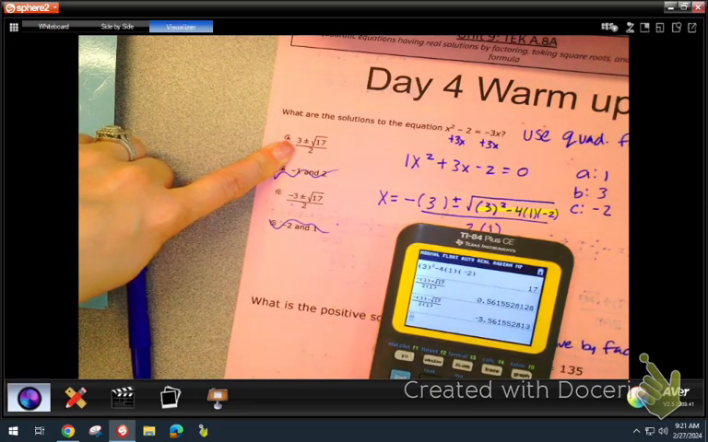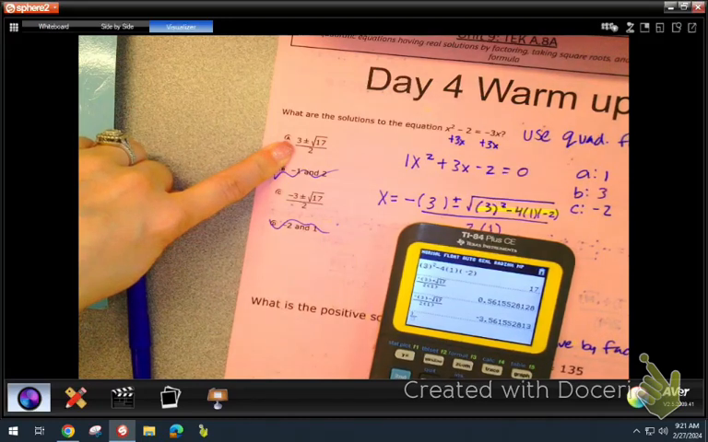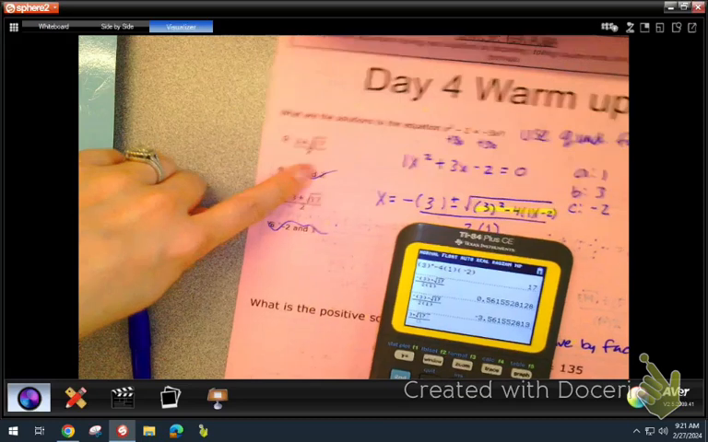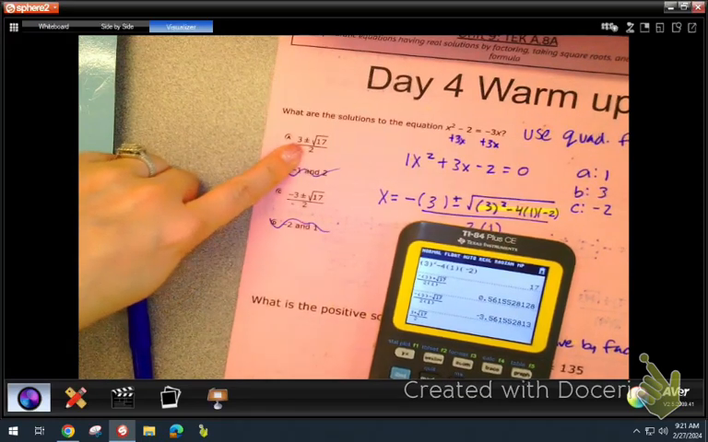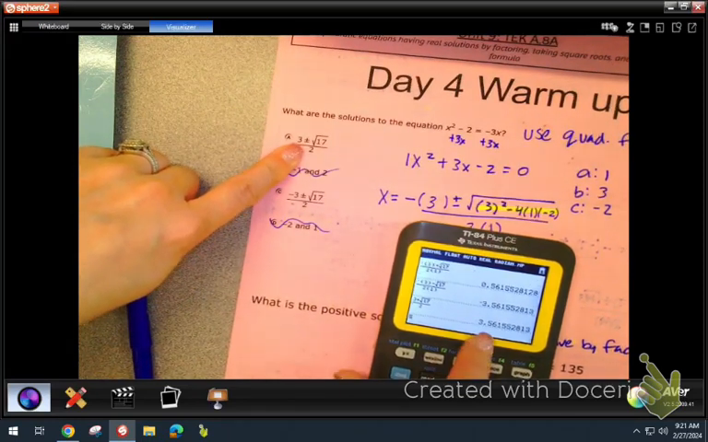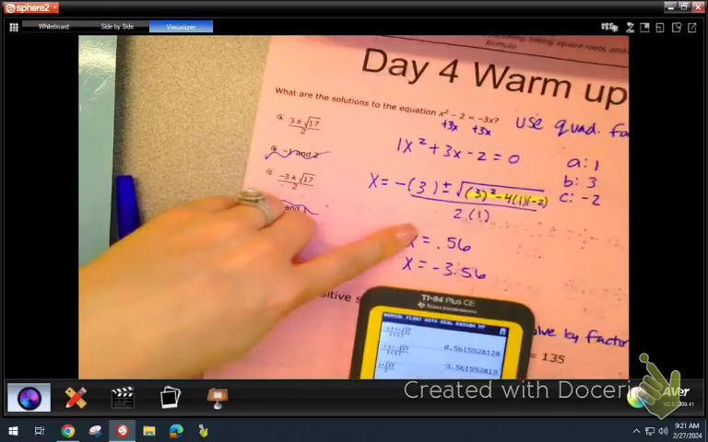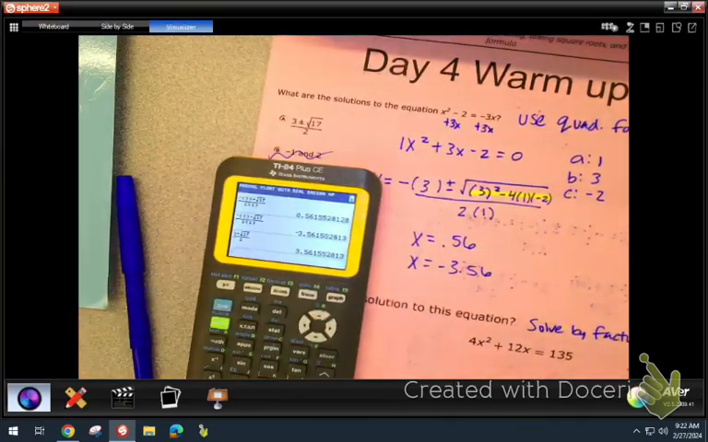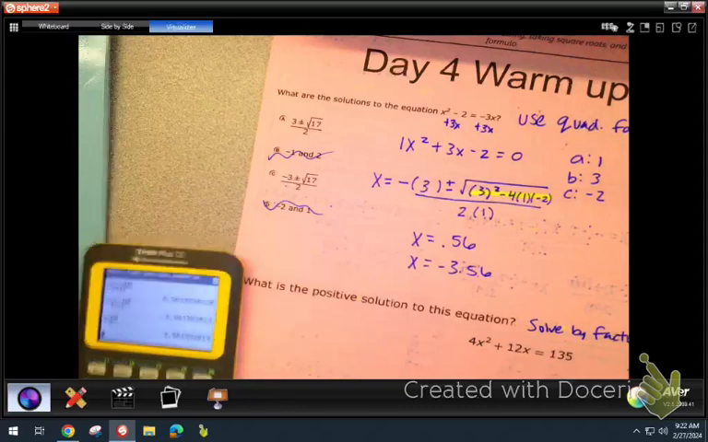What does A say? 3 plus the square root of 17 over 2. I'm just typing answer choice A. Does that match one of the two that I got right there? No. It's close. But what's wrong with it? It's not positive. It doesn't have a negative sign. So could A be the right answer? No. So what has to be the right answer?